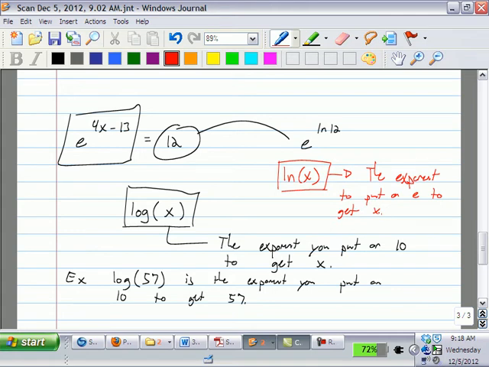So the common bases in mathematics are 10 and e. Your calculator has a built-in function to go to base 10, that's log, and a built-in function to go to base e, that's natural log.